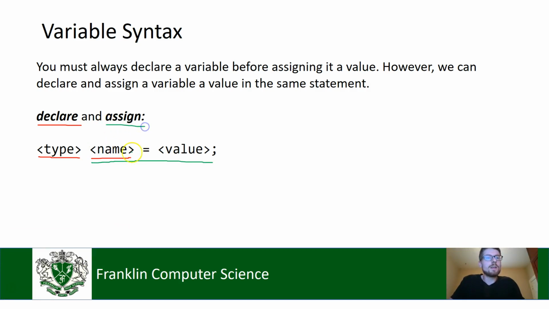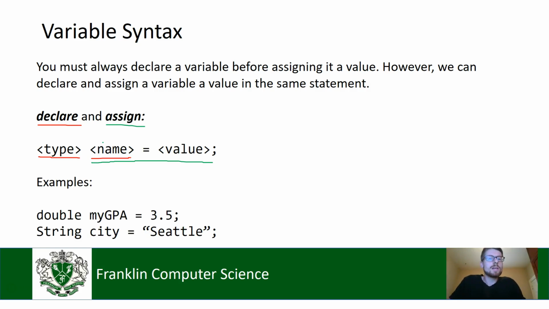And so they kind of overlap right there where the name is, because you don't need to say the name again if you already have the name in that statement. So a couple examples like we had from earlier, you can just put double myGPA equals 3.5. You can say string city equals "Seattle" in quotes. And this does the declaration and assignment at the same time.